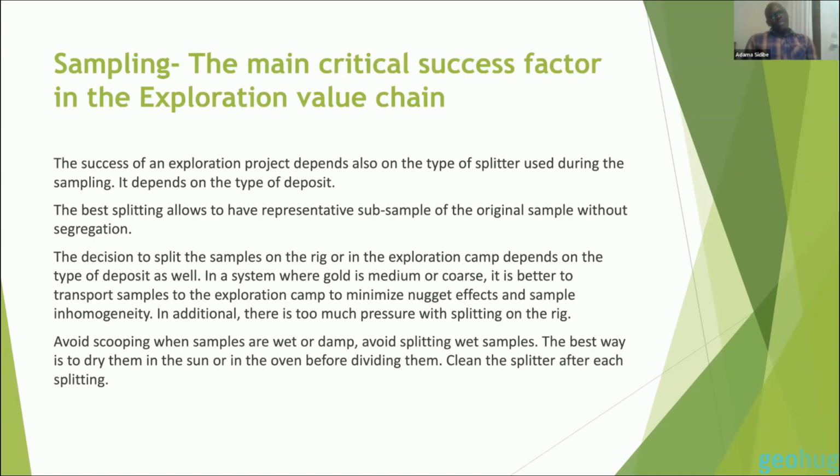Sampling is the main critical success factor in the exploration value chain. The success of an exploration project also depends on the type of splitter used during the sampling. It depends on the type of deposit too. The aim of the sampling method is to choose the sample that represents the population. The sampling error is the error caused by observing only the sample instead of the whole population.